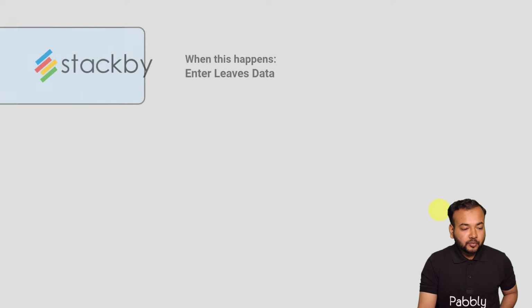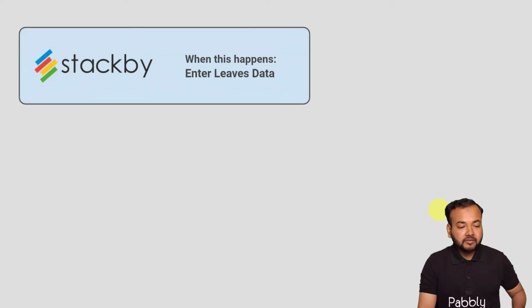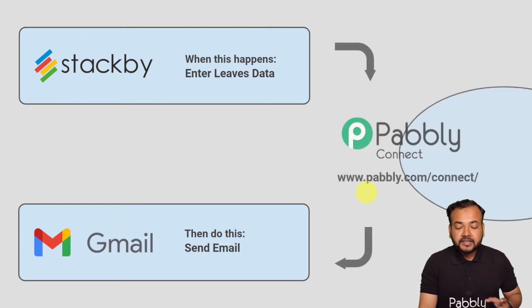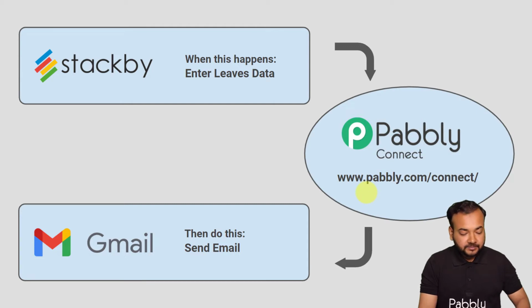So the flow of this automation is going to look like this. As and when you enter the data of the leaves of your employees in a table here in Stackby, after reaching a certain limit of the leaves, an email will be delivered to them automatically. Okay, and to make this happen, we are using Pabbly Connect.